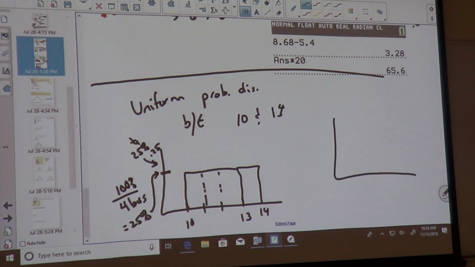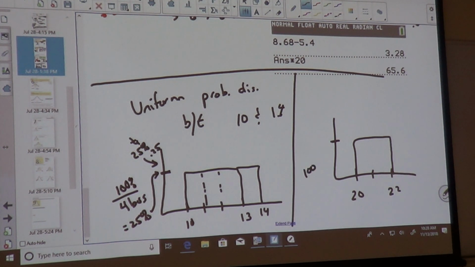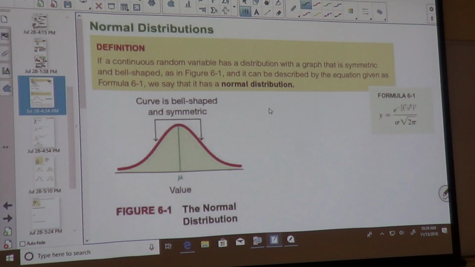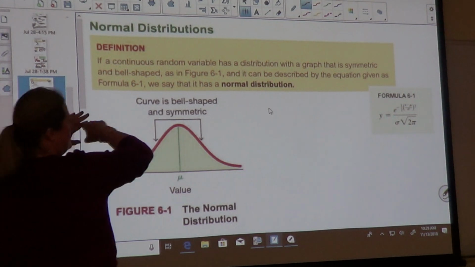And if I would have done 20 to 22, how tall would it be? 100% divided by 2 bars. So this would be 50%, or 0.5, or 1/2. Cool? All right. Now, that was the uniform distribution.